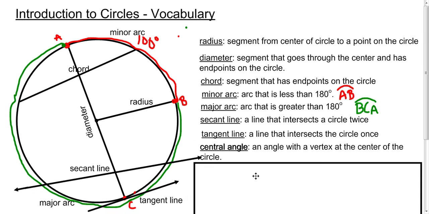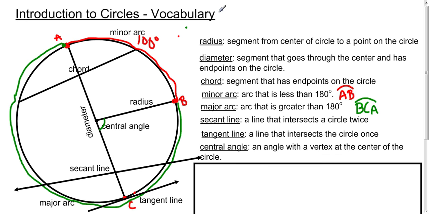Okay, and then a central angle, that would be an angle at the center of the circle. So that would be like right here, where we have the radius and diameter that meet. A central angle is an angle where the vertex is at the center of the circle.